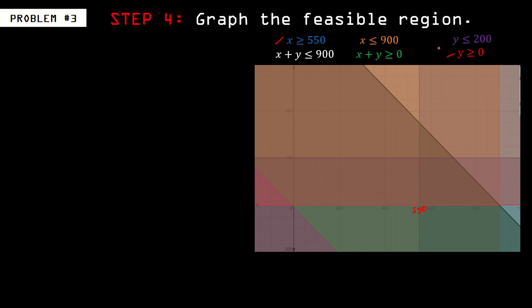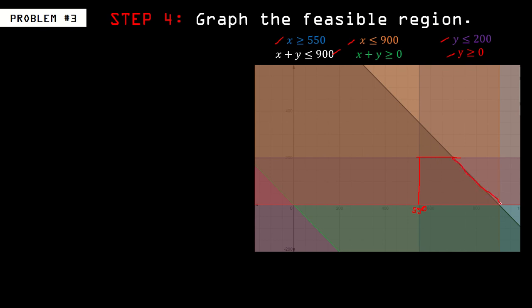And then y should be less than or equal to 200, so obviously this portion. Again, x should be greater than or equal to 550, and x should be less than or equal to 900. So this is the portion of that. And then we have x plus y less than or equal to 900, so this portion, the black one here.